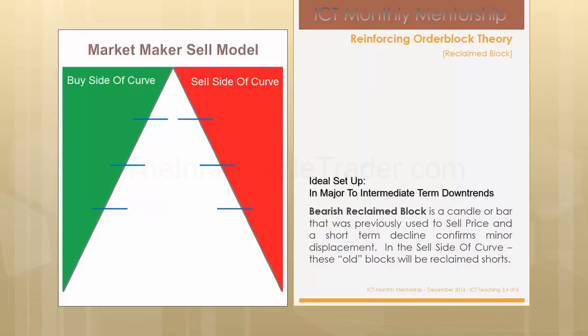Everything matching on the buy side of the curve to the sell side of the curve. So again, in summary, a bearish reclaimed order block is a candle or bar that was previously used to sell price, and a short-term decline confirms minor displacement. In the sell side of the curve, these old blocks will be reclaimed shorts or new entries for short positions.